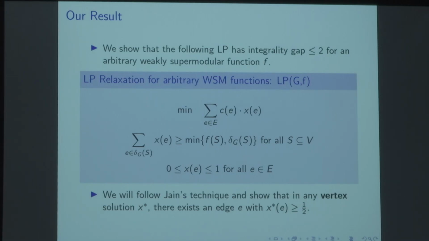Okay, good. And we basically follow Jan's technique. So we will show that there exists an extreme point solution, there exists an E such that x star E is greater than or equal to half, right? We will follow the same technique, okay?